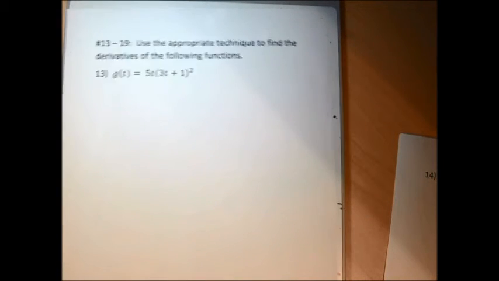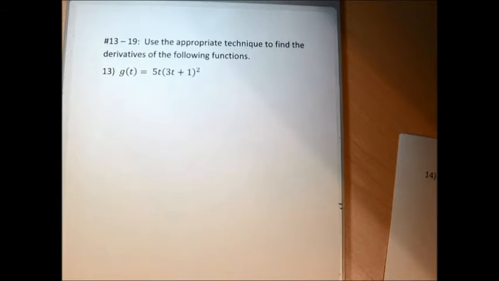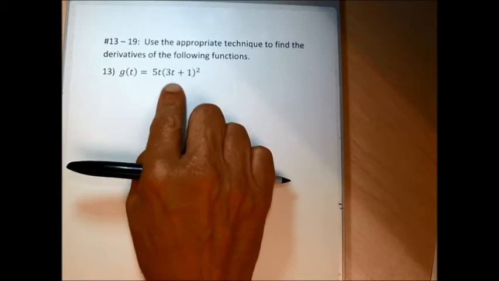13 through 19 want me to do derivatives, and sometimes there's more than one way to do a derivative. So if you use a different strategy, you might get an answer that looks a little bit different than mine, but it probably is equivalent. So for 13, I'm going to use the product rule because there's multiplication.